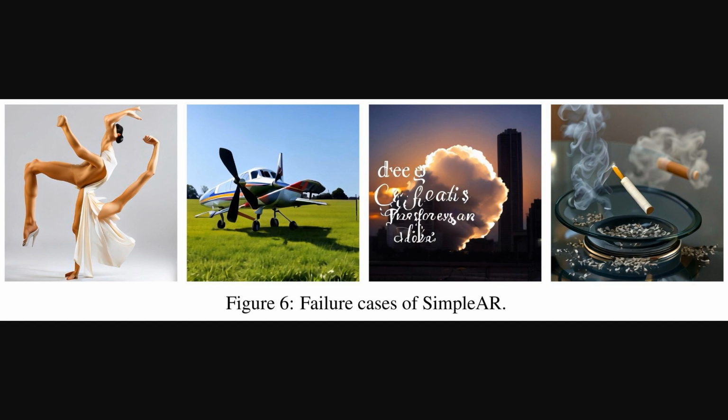But no model is perfect, right? Figure 6 here shows some examples where SimpleAR does struggle. These are failure cases. You can see things like, well, anatomically impossible poses, like that dancer, trouble generating readable text, and sometimes getting physics a bit wrong, like the floating cigarette. The paper suggests these issues might stem from limitations in the training data scale, or the model size itself, areas where future work could improve things.